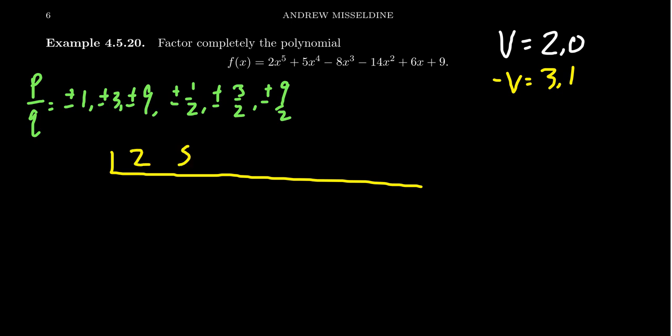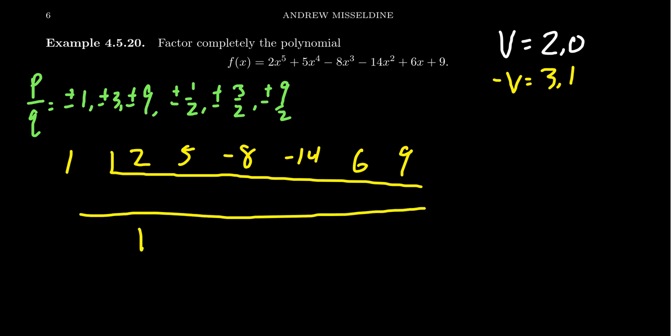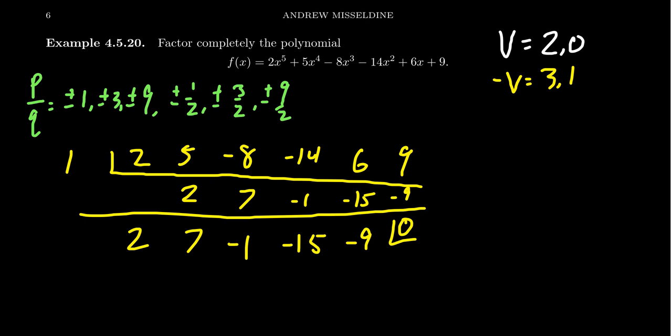So we get 2, 5, -8, -14, 6, and 9. We are going to divide by 1, like I said. So bring down the 2. 1 times 2 is 2, plus 5 is 7, times 1 is 7, minus 8 is negative 1, times 1 is negative 1, minus 14 is negative 15, times 1 is negative 15, plus 6 gives me negative 9, times 1 is negative 9, plus 9 is 0. Oh, great. We found a root on our very first try.